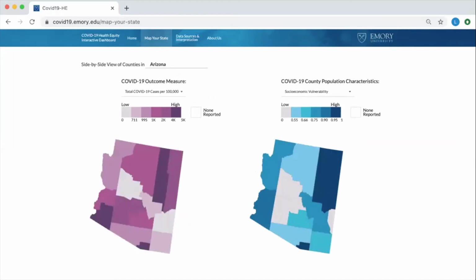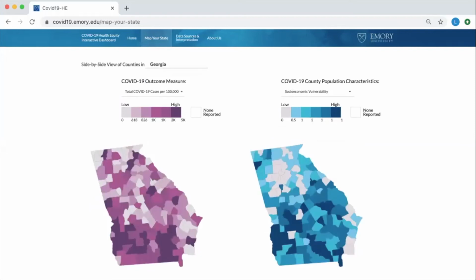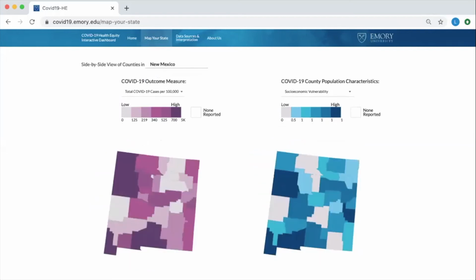The composite index of socioeconomic vulnerability, which takes into account poverty, unemployment, per capita income, and lacking a high school diploma, tracks with cases per 100,000 in Arizona, Georgia, and New Mexico.